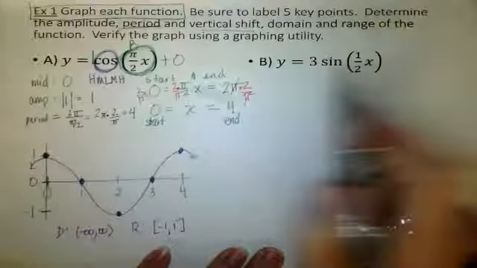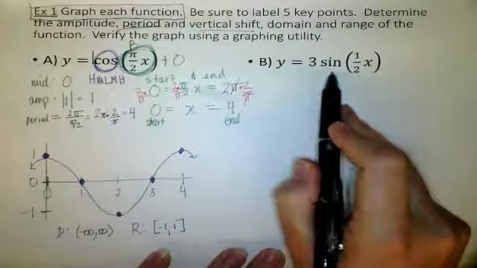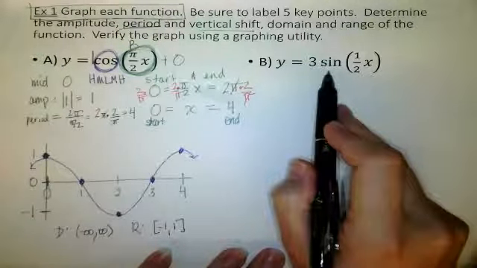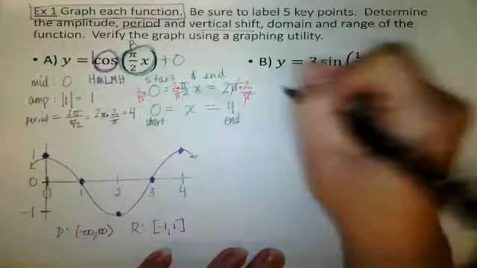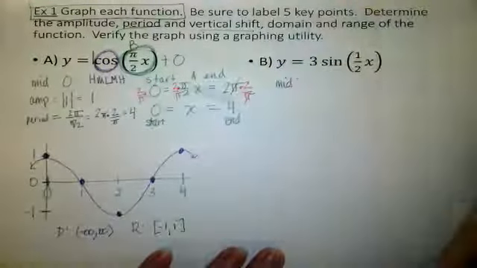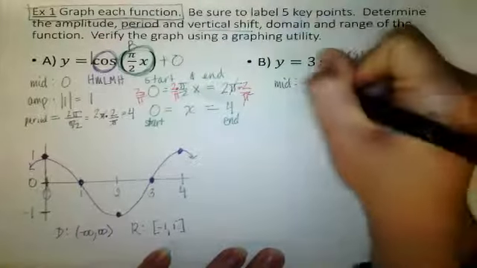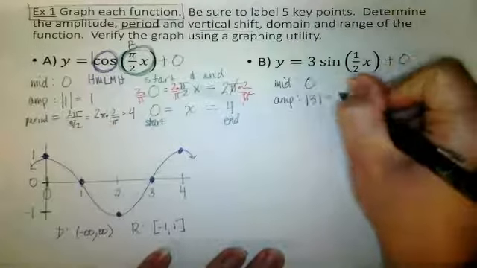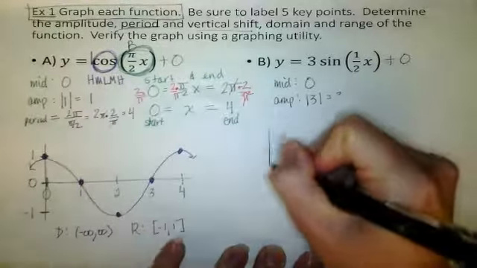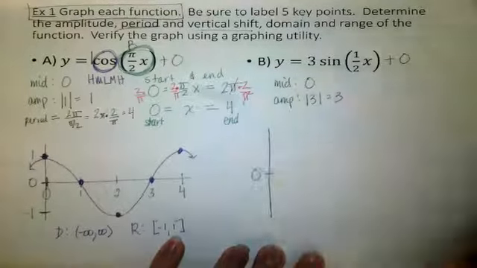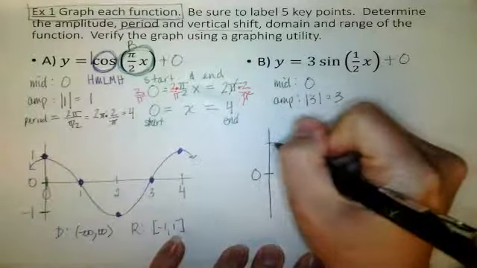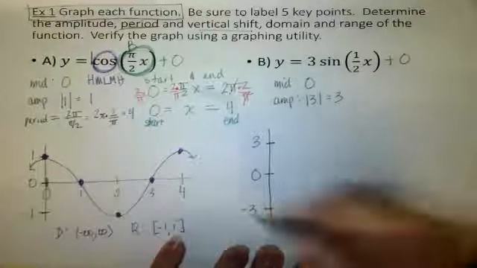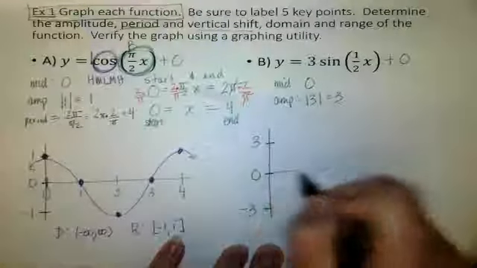All right, number 2b here. Y equals 3 times sine of 1/2 x. What is the midline on this one? 0. Good. We are adding 0 here, so our midline is 0. What is the amplitude? 3. Absolute value of 3 equals 3. And that's enough to get me started here. So my midline is 0. What's my maximum value going to be? Positive 3. What's my minimum going to be? Negative 3. 3 above and 3 below our midline.